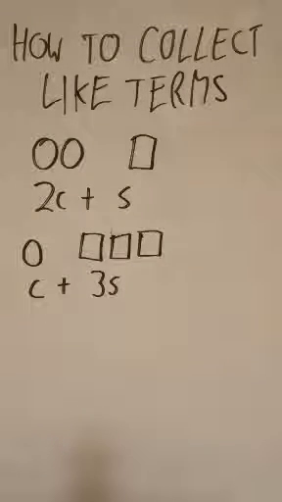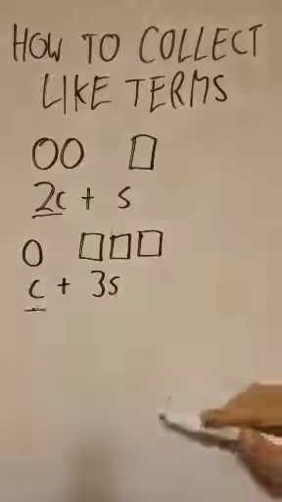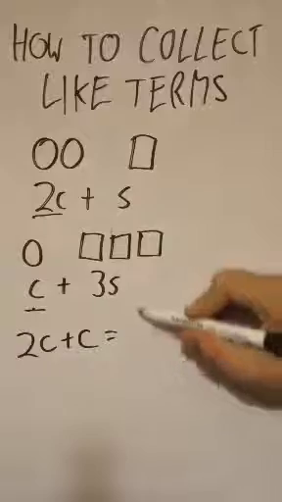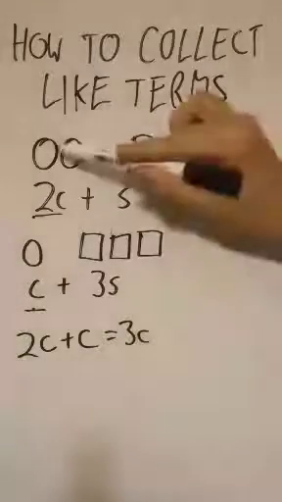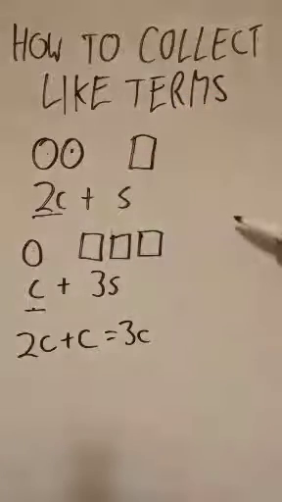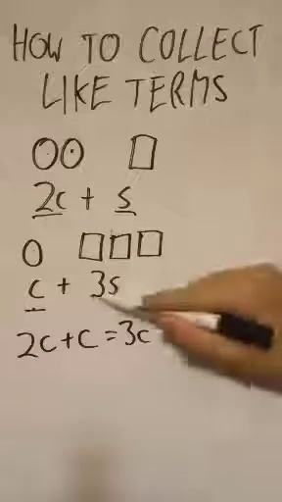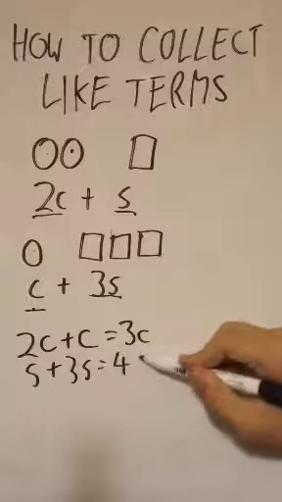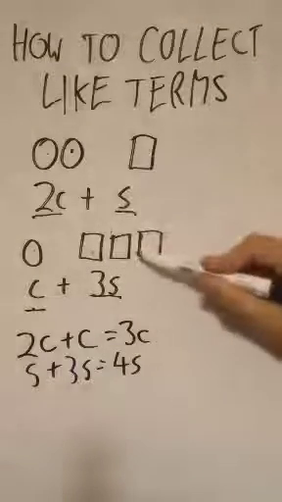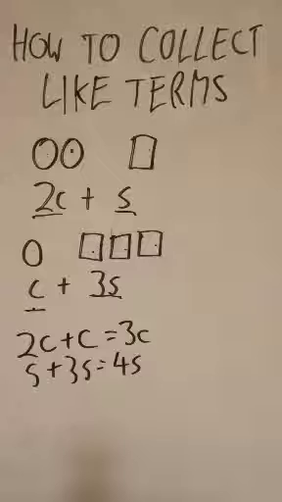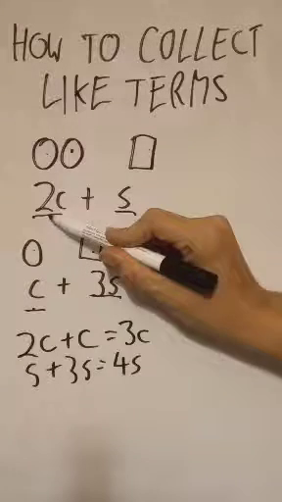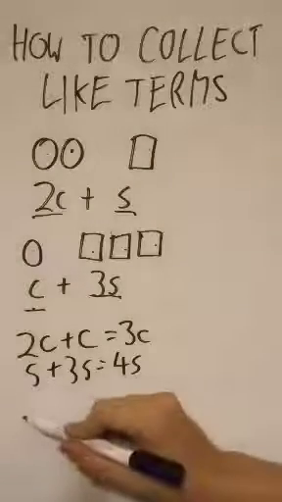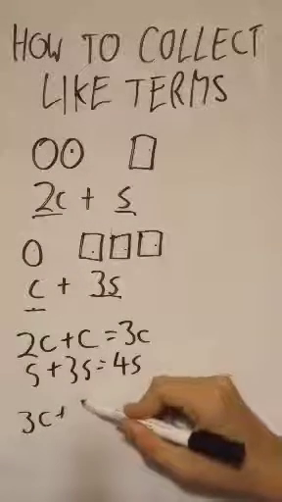Now, collecting like terms, 2c and c are like terms. So we would do 2c plus c, which gives us 3c, as we can see, because there are 1, 2, 3 circles. And for s, we have s plus 3s, which gives us 4s. As we can see, there are 1, 2, 3, 4 squares. So overall, we would have 2c plus s plus c plus 3s gives us 3c plus 4s.